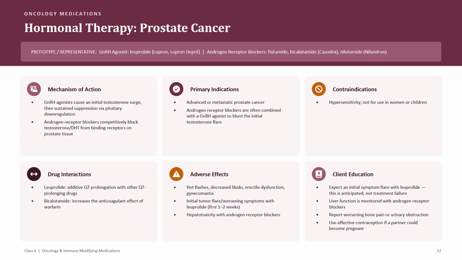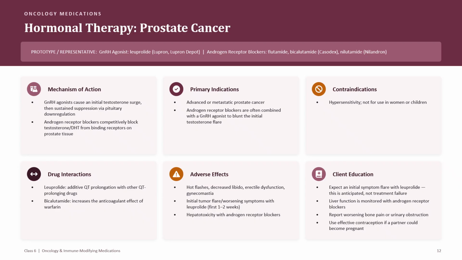So, Leuprolide has a genuinely counterintuitive mechanism. It's a GnRH agonist, and you think agonist means stimulate, and it does at first. It actually causes an initial surge of testosterone before the pituitary gland gets overwhelmed and shuts down testosterone production for the long haul. So it gets worse before it gets better, mechanistically.